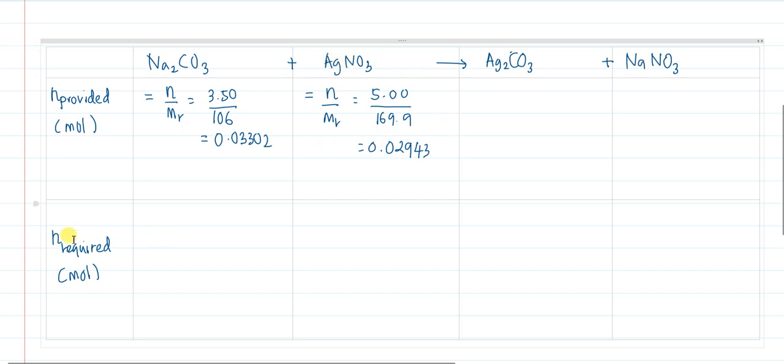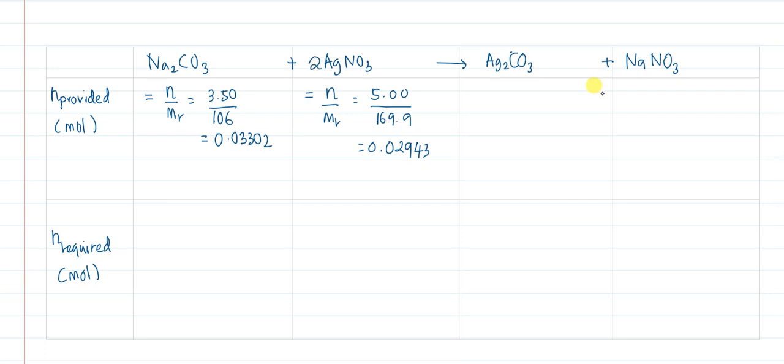So before we can continue with determining the amount of the other reactant, we have to make sure that the equation is balanced. In this case, you should have a 2 in front of silver nitrate, that will be the stoichiometric coefficient, and then we need a 2 here as well. And that should be balanced.